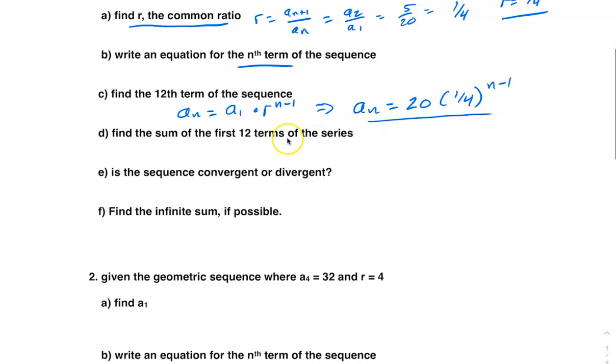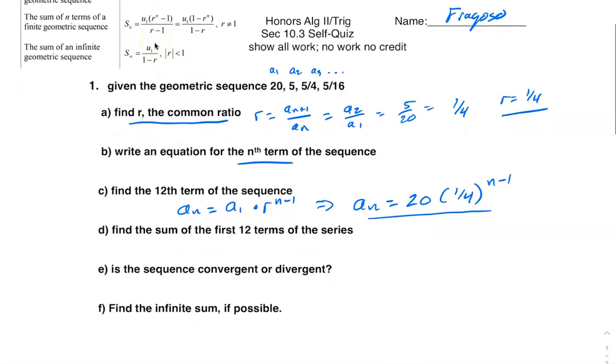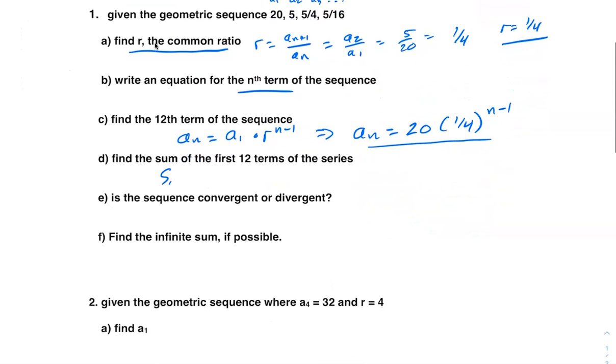Find the sum of the first 12 terms of the sequence. So now it's a sum equation. So we go up there, use our sum equation right there. Now I actually like to use this one, which is a1 times (1 minus r to the n), all over 1 minus r. So we sub everything in. a1 is 20 still. 1 minus (1/4) to the n. So in this case, 12 terms. So n is 12, over 1 minus 1/4.